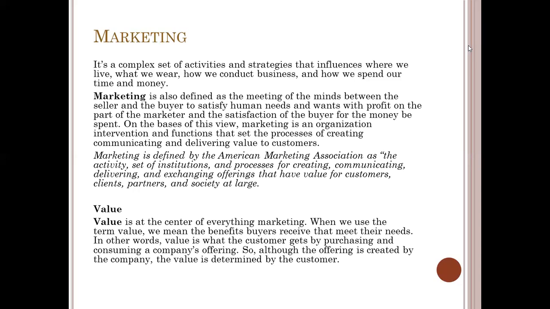Value is at the center of everything marketing. When we use the term value, we mean benefits, the benefits buyers receive that meet their needs. In other words, value is what the customer gets by purchasing and consuming a company's offering. So, although the offering is created by the company, the value is still determined by the customer.